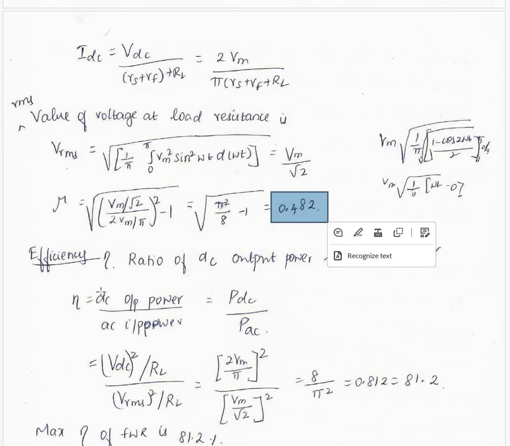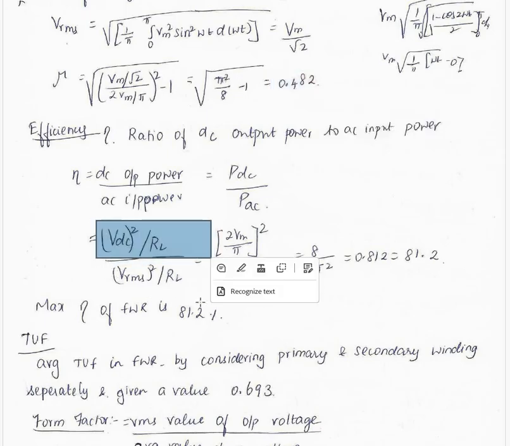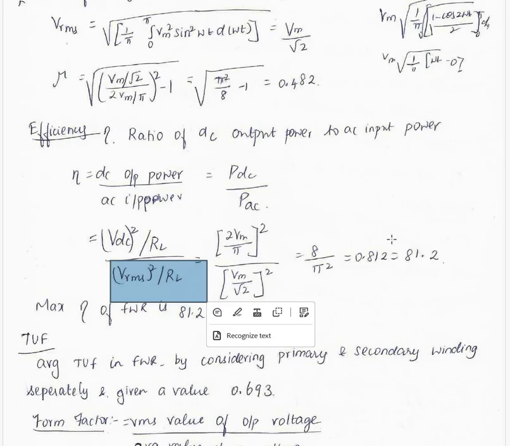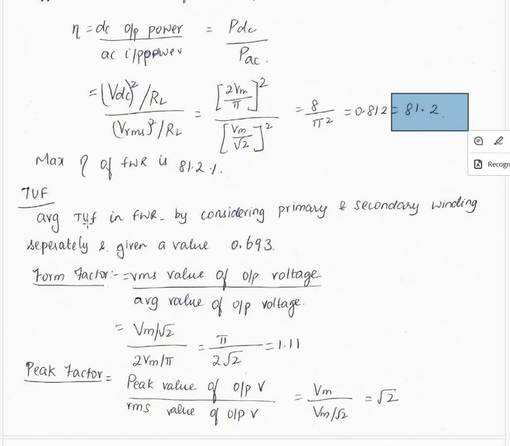Efficiency is the ratio of output DC power to the AC input power, PDC by PAC. So PDC is VDC square by RL and PAC is Vrms square by RL, which becomes 81.2% is the efficiency of the full wave rectifier.